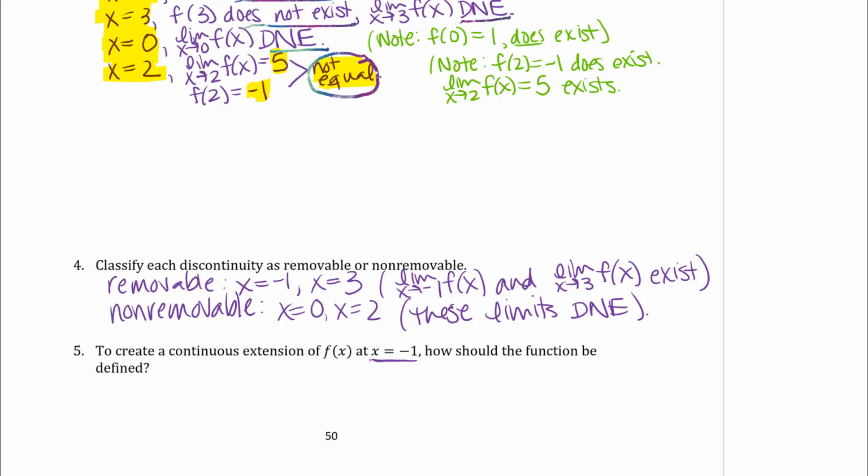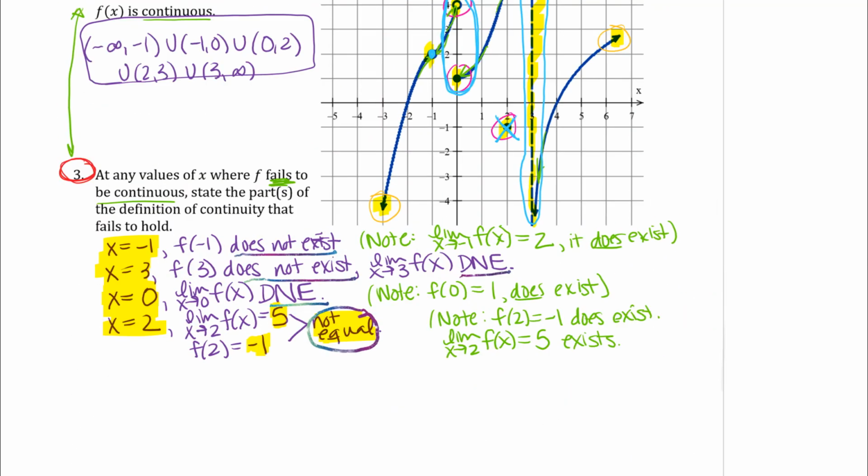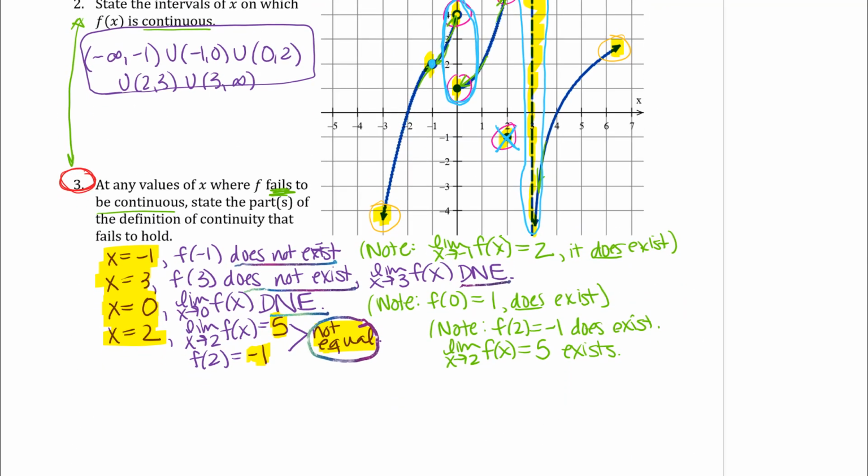So there are a couple different ways you could write this, but essentially to answer this question that it's asking us here, really all I need to do is define a new point at x equals -1 with, I'll use function notation here, f of -1 equals whatever the output should be that fills in that hole. So let's go up here and look at the graph. I want that output to be 2 to fill in the hole.